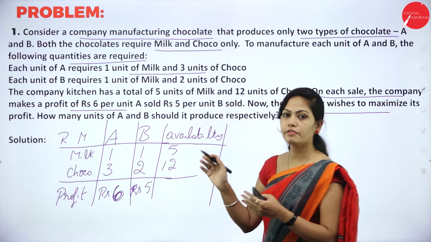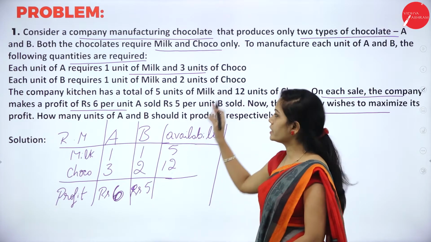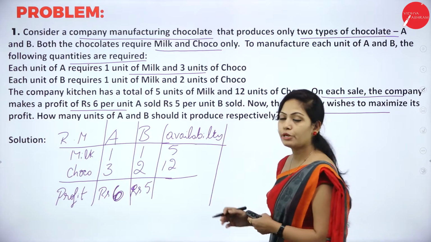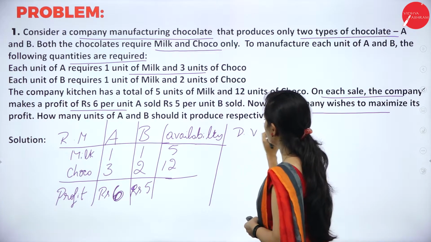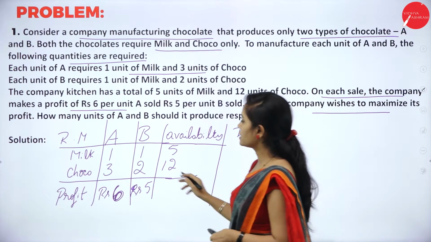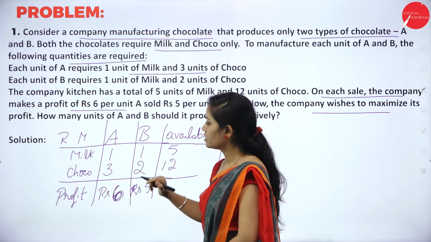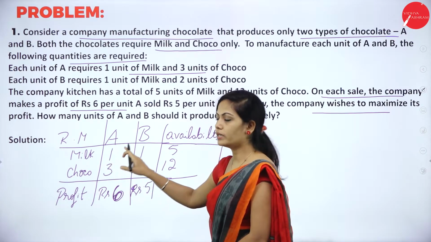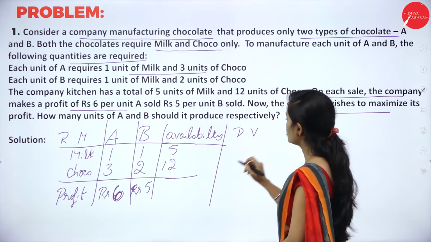Using this data, we can construct a table, and after that you can easily construct the LP model. So the first step is the decision variables. For chocolate A, I will consider the decision variable x1, and for chocolate B, I will take x2.